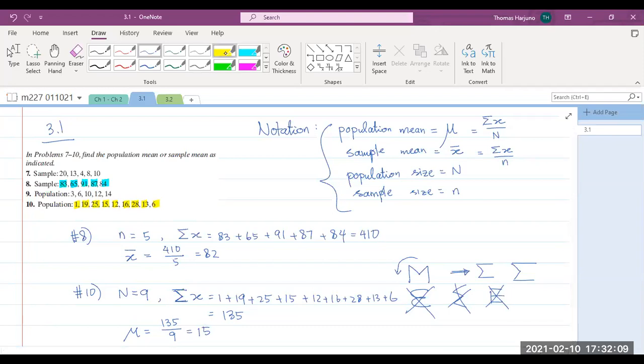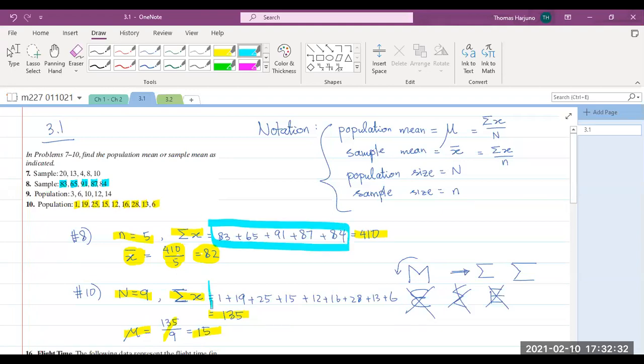Okay. I need you to write this. I need you to write this and this and this. So don't just give me, oh, x bar equals 82 right away. No, no. I need you to write this, this, this, this, this. Okay. This part here, no need. You can, but you don't have to.